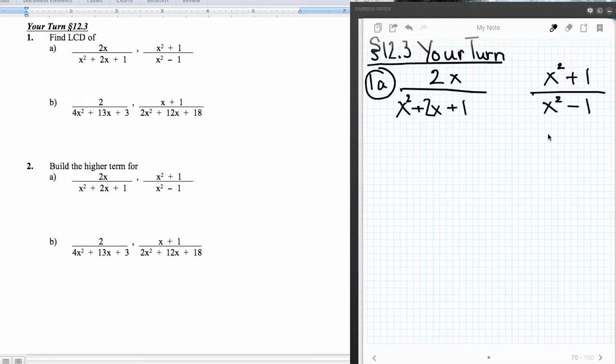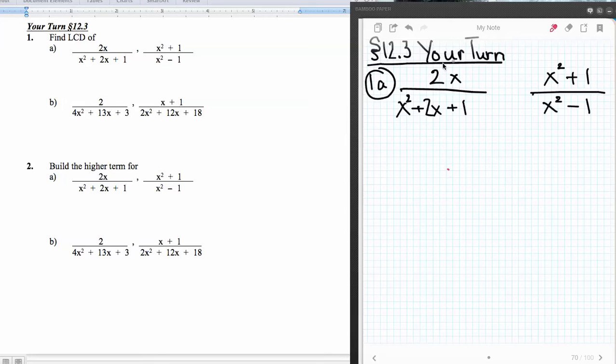All right, this is the Your Turn problems from section 12.3. Hopefully you've done these on your own. If not, shut this video off and try them on your own before you see me do them. I'm going to do problem number 1 in one video, then problem number 2 in another video, problem number 3 in a third, and problem number 4 in a fourth. So here we go with the first one.